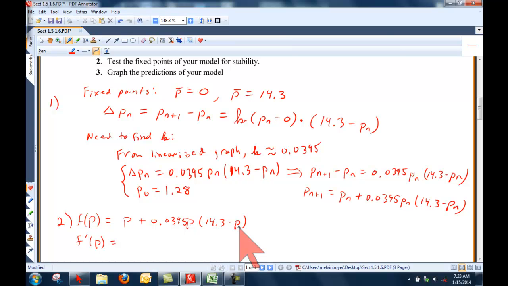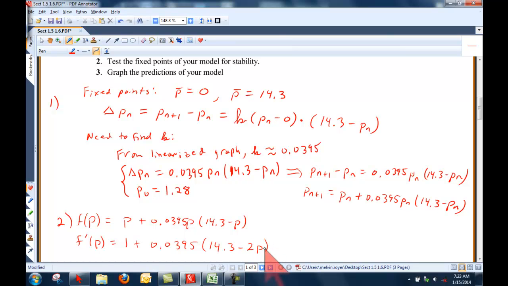Okay, so now we're ready to go ahead and take a derivative. So first term is 1, and I'm trying to do this in my head. The 0.0395 is a multiplying constant. And then when I take the derivative, there would be a 14.3p term, which has derivative 14.3. And there would be a minus p squared term, which has derivative minus 2p.